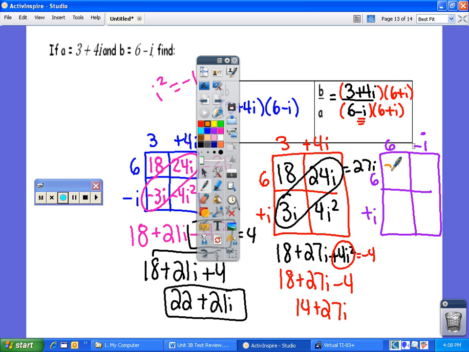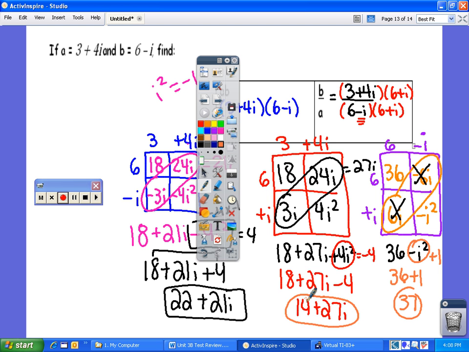So we have 6 times 6 is 36. 6 times negative 1 is negative 6 with an i. 6 times 1 is 6 with an i. And 1 times negative 1 is negative 1 with an i squared. So now you combine your like terms. And negative 6i plus 6i winds up canceling out. So you're left with 36 minus i squared. Remember, i squared is negative 1. So you have to change this to a plus 1. So 36 plus 1 is 37.